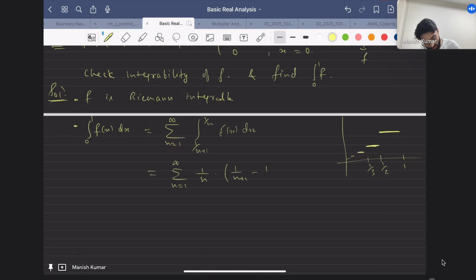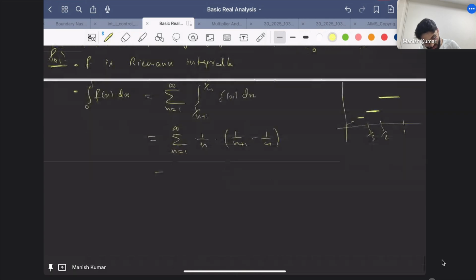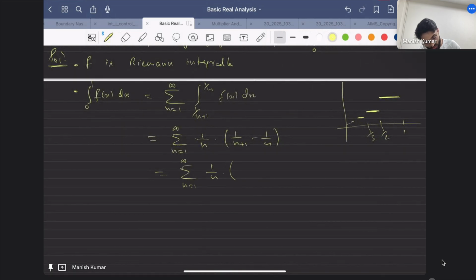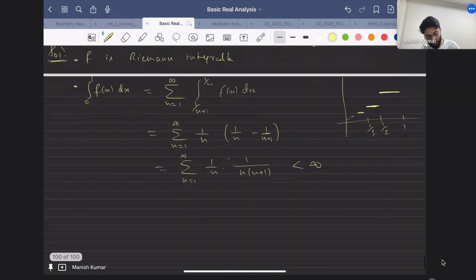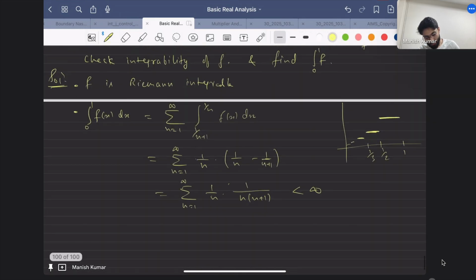So this summation, n from 1 to infinity, of 1 by n, this would be... I think it's wrong, 1 by n minus 1 by n plus 1. So this will give you 1 by n into n plus 1. Okay, and you know this summation is finite. So this is another, or you can actually calculate.